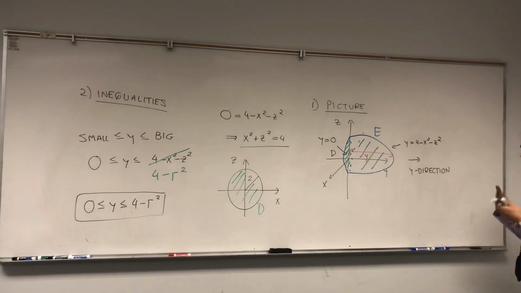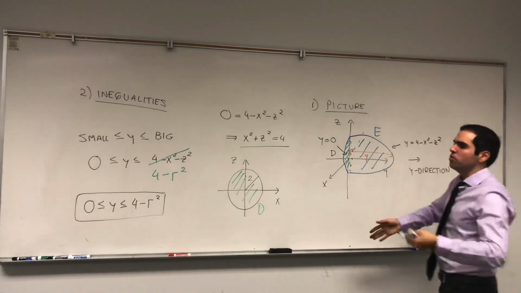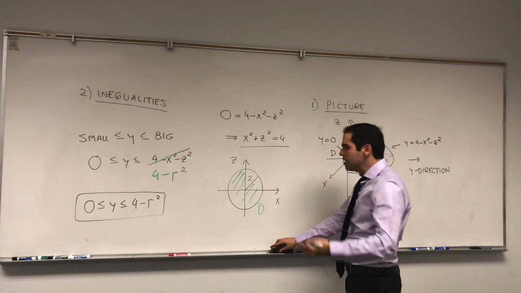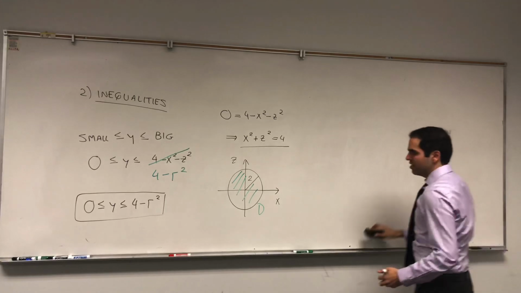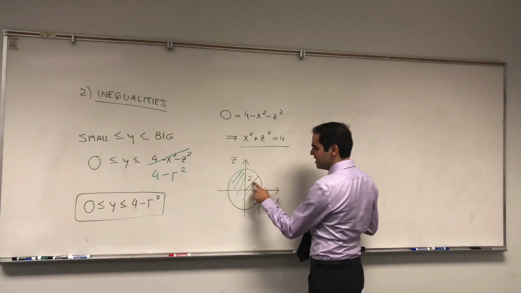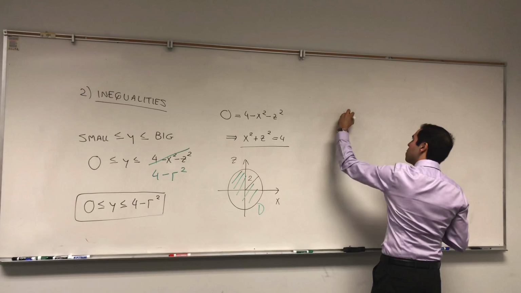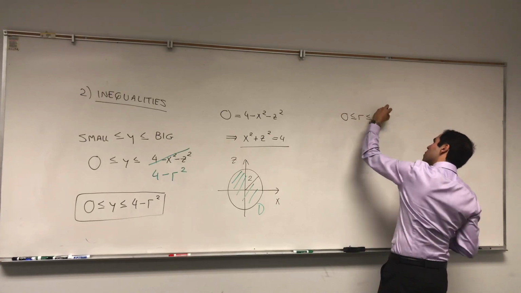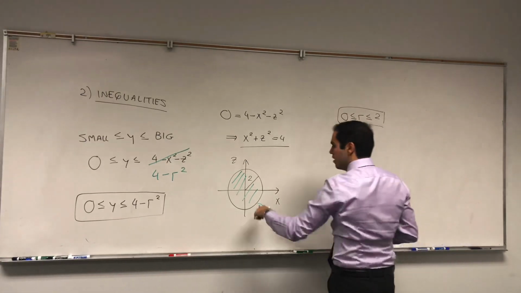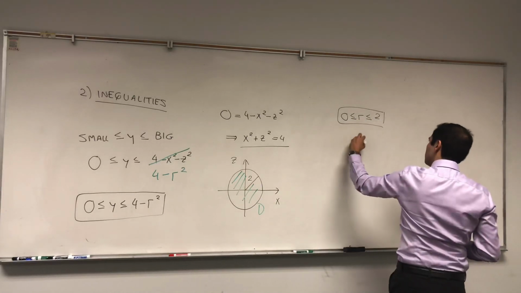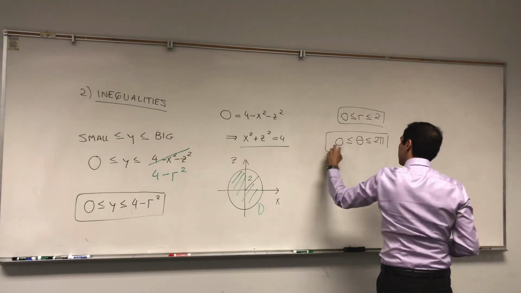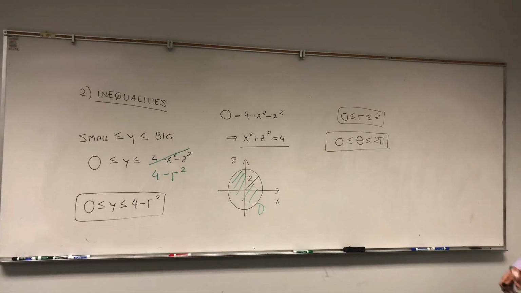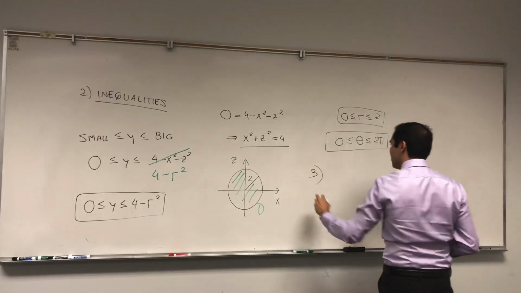Which, again, you can just write conveniently in terms of polar coordinates or cylindrical coordinates. In other words, the radius here is between 0 and 2, and the angle is between 0 and 2 pi. Alright, and now with the inequalities, we're ready to tackle the problem.